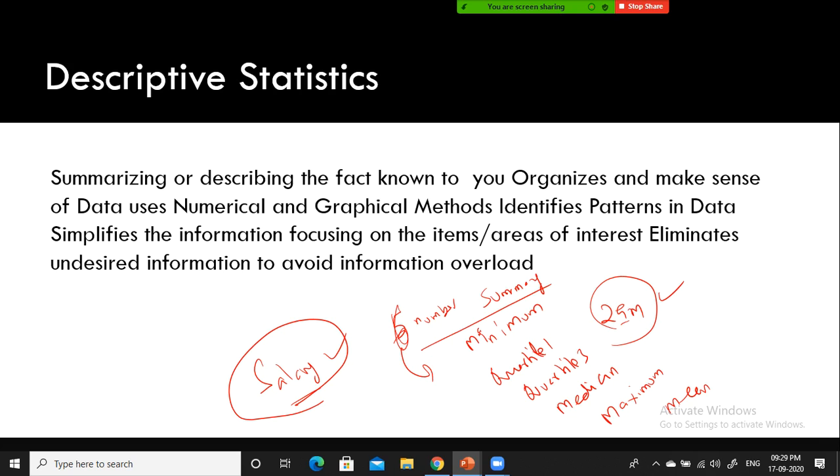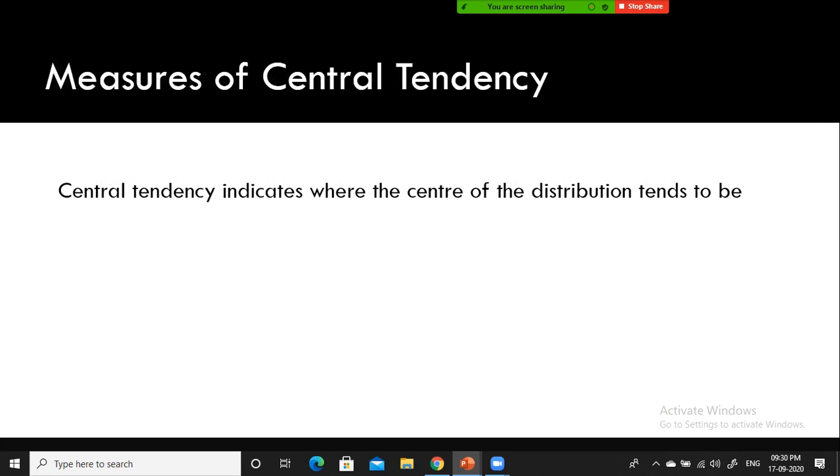Okay. Even in the case of descriptive statistics, there are two types. In statistics, there are two branches: one is descriptive, the other inferential. Within the descriptive, two branches are there. One is measures of central tendency. Other one is measures of spread. What is this measures of central tendency? The central tendency tells us where the center of the distribution tends to be, or the central location of the data. That is what the measures of central tendency is all about.